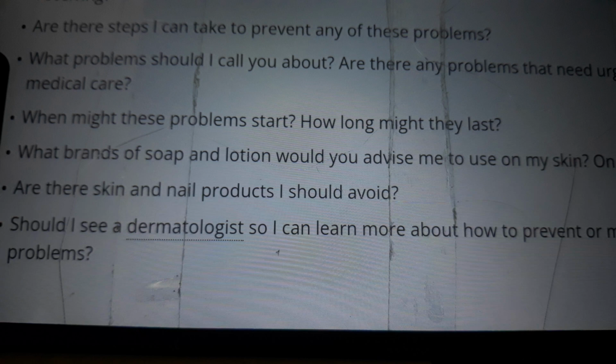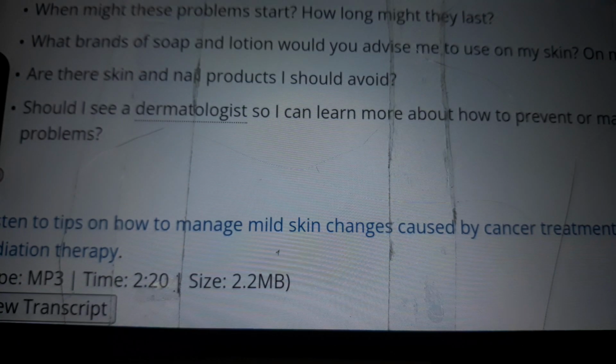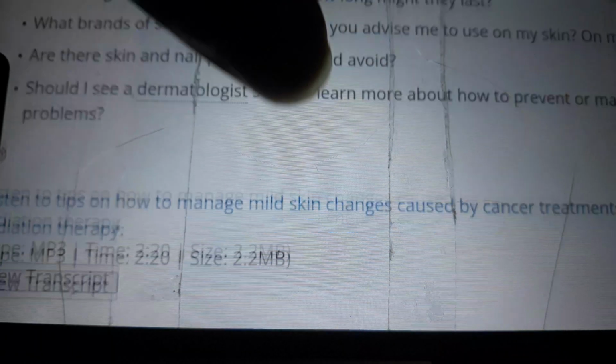When might these problems start? How long might they last? What brands of soap and lotion would you advise me to use on my skin and on my nails? Are there skin and nail products I should avoid? Should I see a dermatologist so I can learn more about how to prevent or manage skin problems?